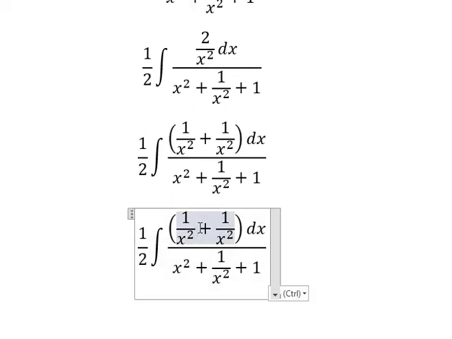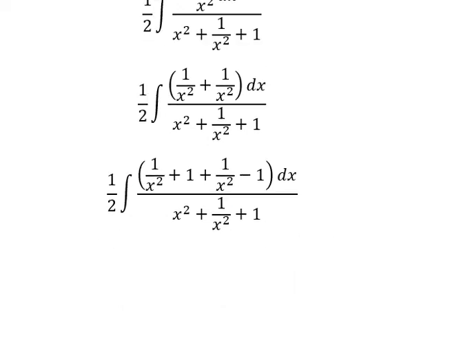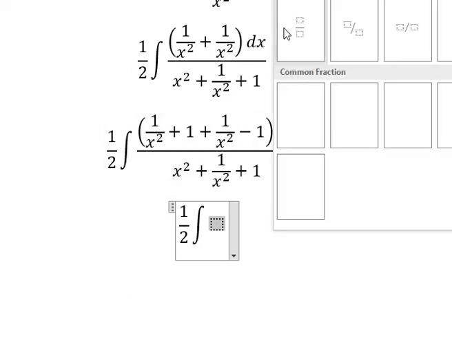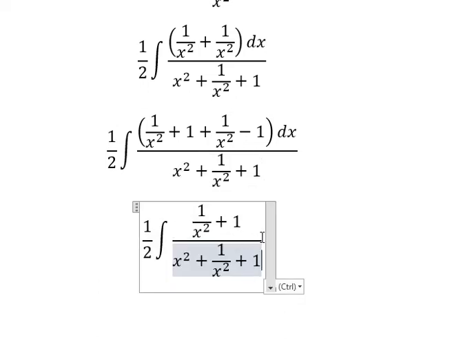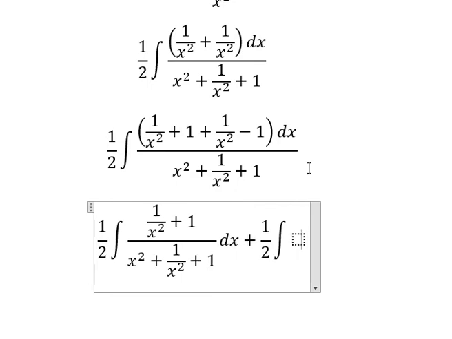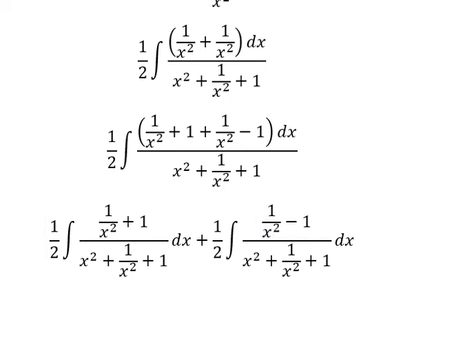So next I will add number 1. That means we need to minus number 1. And now we create about 2 fractions in here. The first one, and the second one. So now I will concentrate about this one first.